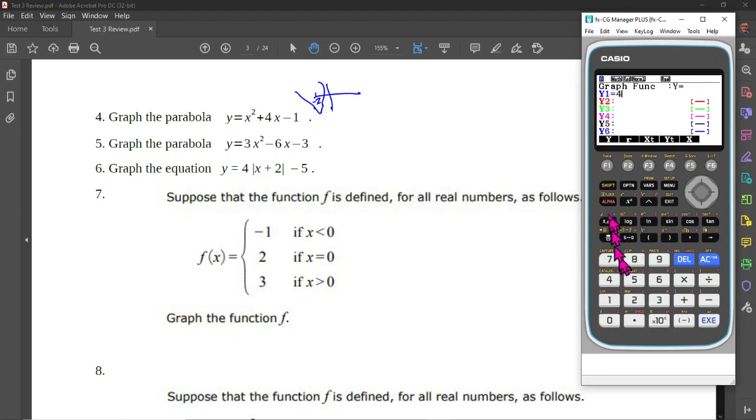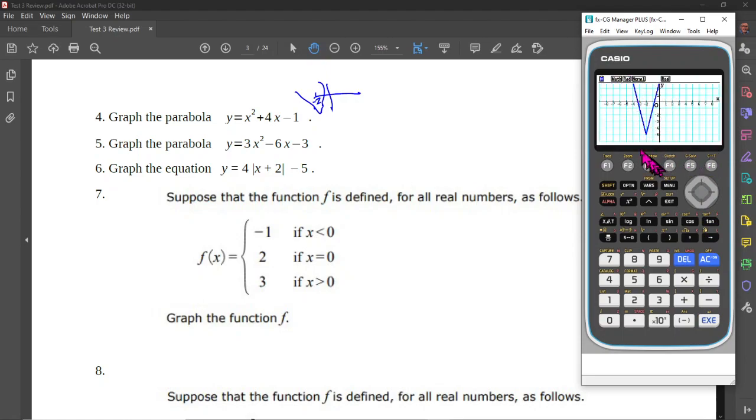Remember, if you watched the earlier videos, to get the absolute value, you go to catalog. Catalog is right above the 4 key, so you do shift 4, that's your catalog. Absolute value is still there. Now remember, if you haven't done this before, you might need to come down, but remember ABS for absolute value. And then we get it, and then we can do x plus 2, and then we get out of the absolute value and we subtract 5. And we hit execute. We'll go to draw to see what we get.